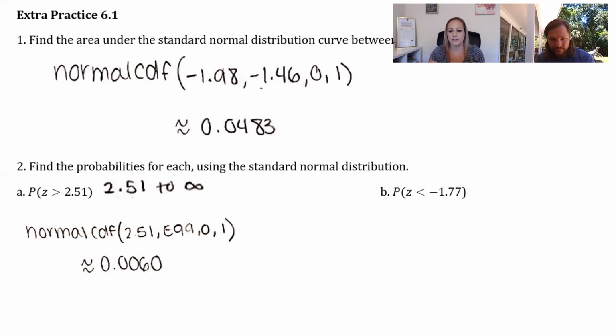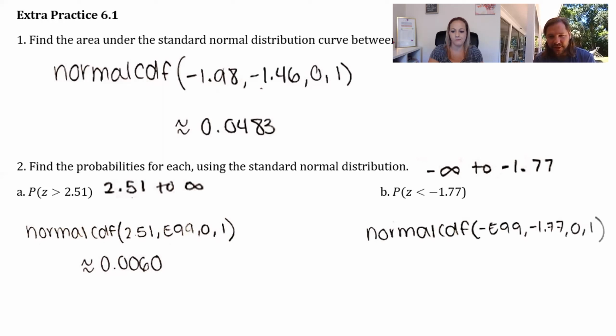Do you want to take B? Yeah, so for B, we're going to the left of negative 1.77. So again, you just want to go from negative infinity to negative 1.77, which means you want to use the negative E99 key in your calculator as the left bound, and the negative 1.77 as the right bound, and again, 0 and 1. And we'll calculate a probability of about 0.0384, so that's 3.84%. Is that right? Okay. Yep. I didn't put the percents on there, but if you want to, you can.